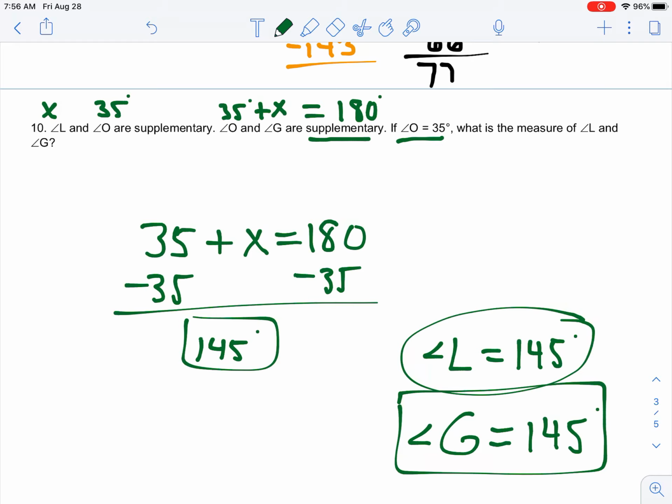All right, so study those vocab words. Complementary, supplementary, linear pair, and vertical angles are the big four for today. And then remember, when we start to solve, we're looking for straight lines or vertical angles to fill in. Vertical angles are equal, straight lines add to 180. All right, that's the first part of 1.5. We'll do some practice. Good work with that today.